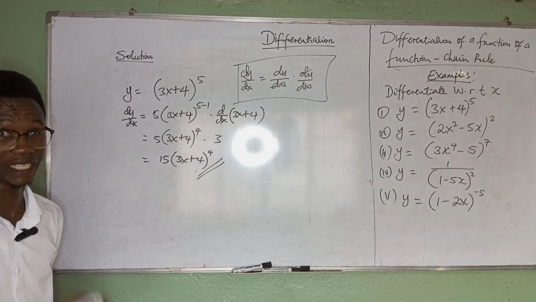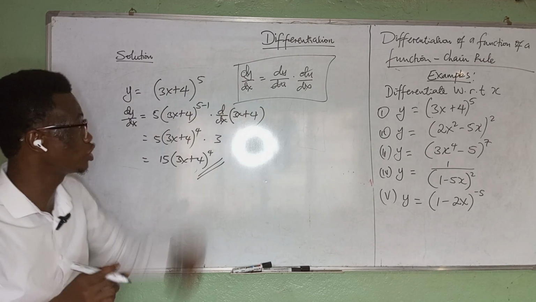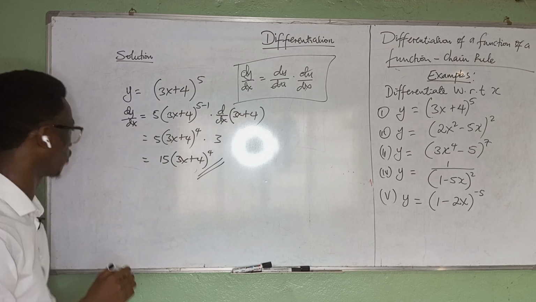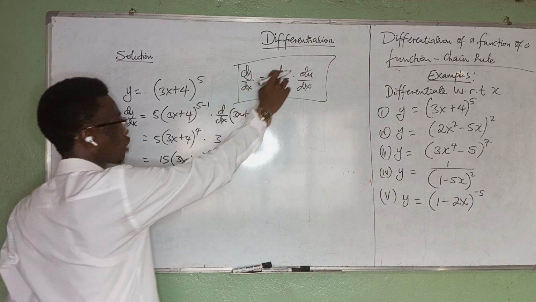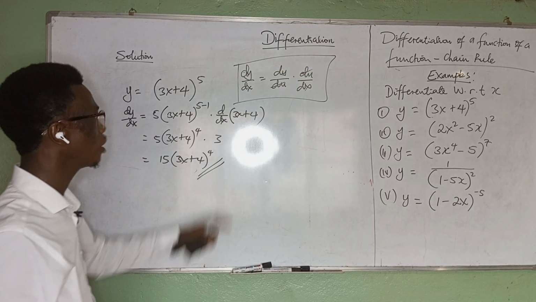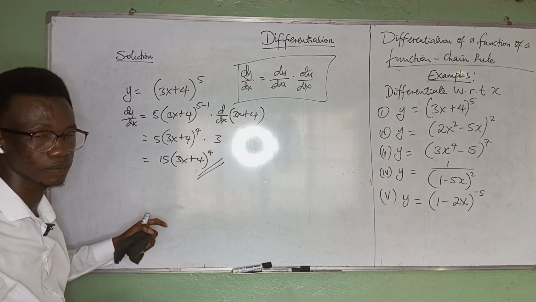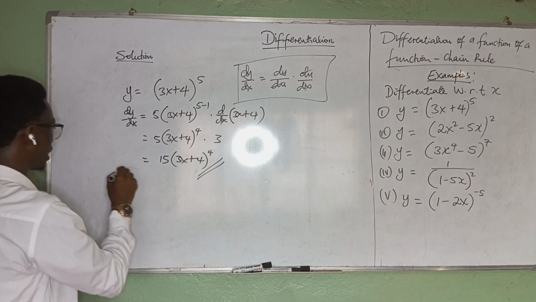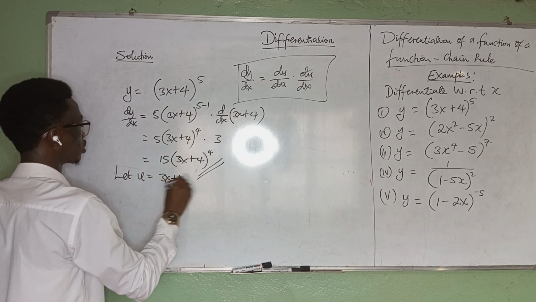So it's actually very simple. Now let's use the formula. Let's say we want to use the formula. The formula of course says dy by dx equals dy by du multiplied by du by dx. So as I told you previously, you let what is inside the bracket be u. So let u equal 3x + 4.